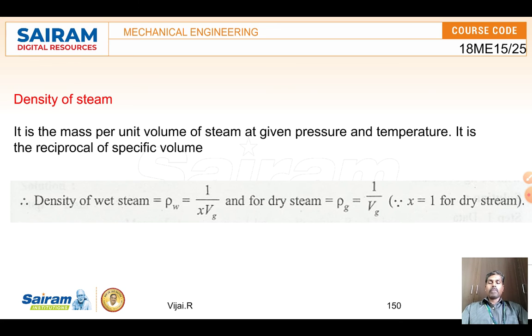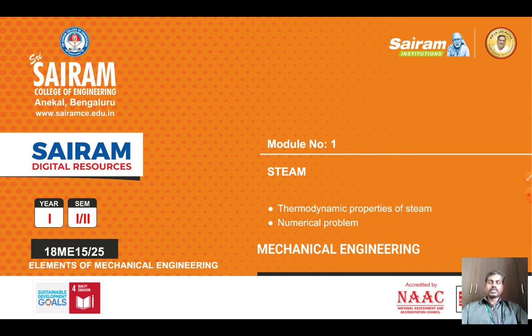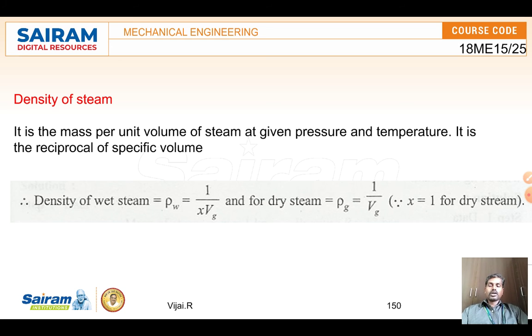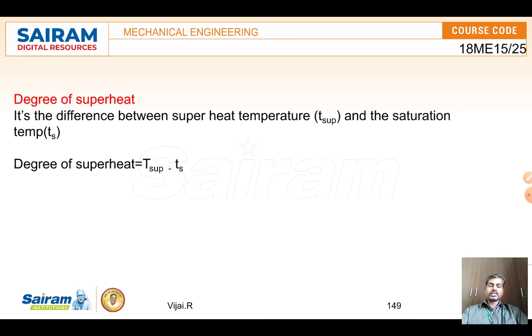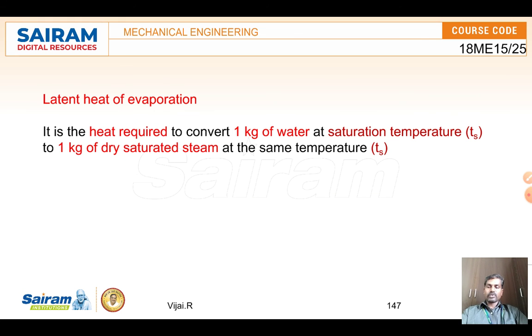So 1 by Vg is the density of dry steam. If you want wet steam, it is 1 by x into Vg, where x is the dryness fraction, as we said. For dry steam, x is equal to 1. This is the logic here. So we know the density of steam. These are all the important formulas for solving the problems. So one by one, just as a revision, we will see this again.